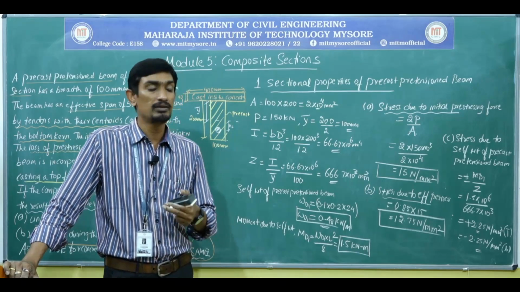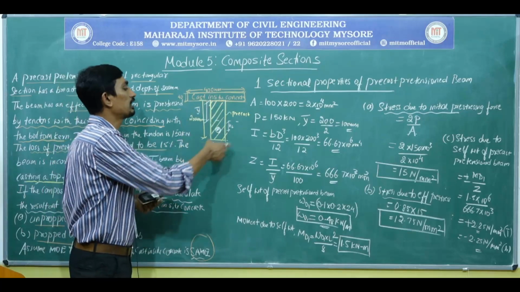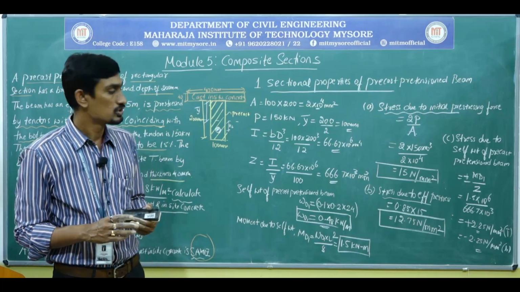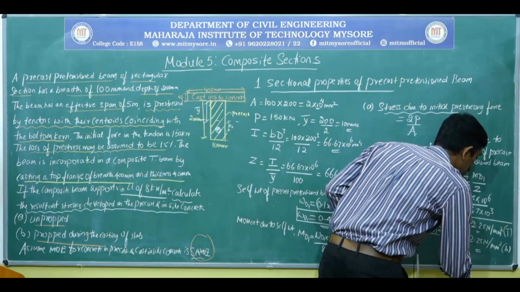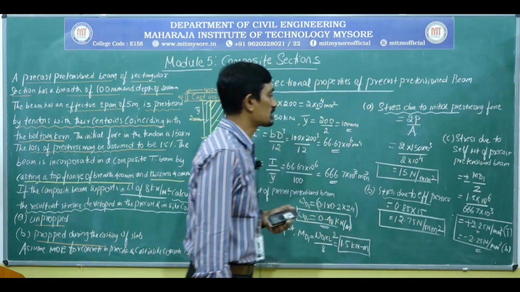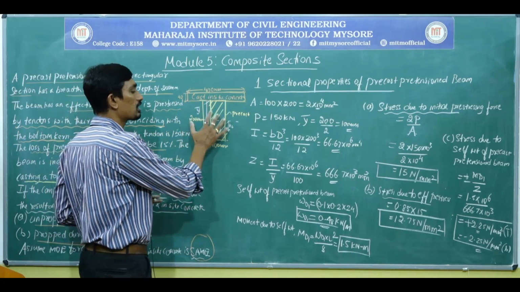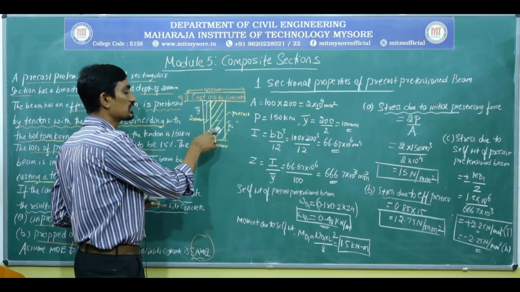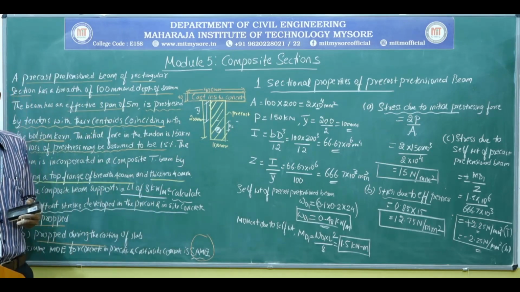So, hence ZT and ZB will be same. If I come across any unsymmetrical I section, then ZT and ZB will change. Did you get my point? So now I have calculated the dimensions of the precast and also the stresses arising in the precast pretension beam, the stresses due to initial pre-stressing force and the stresses due to effective pre-stressing force. So this is the first step.